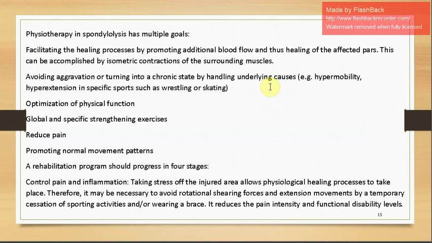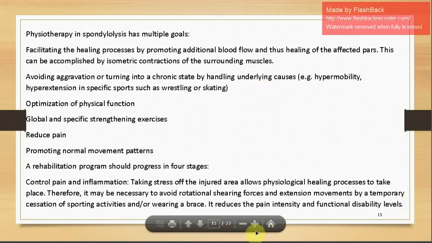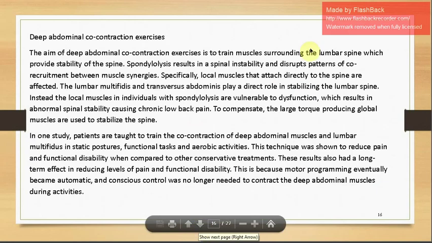So a rehab program should progress in 4 stages to control pain and inflammation. Taking stress off the injured area allows the physiological healing process to take place. Therefore, it may be necessary to avoid rotational shearing forces and extension movements by a temporary cessation of sports activities or wearing a brace, which reduces pain intensity and functional disability levels.